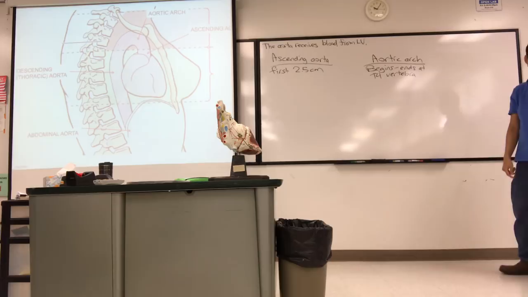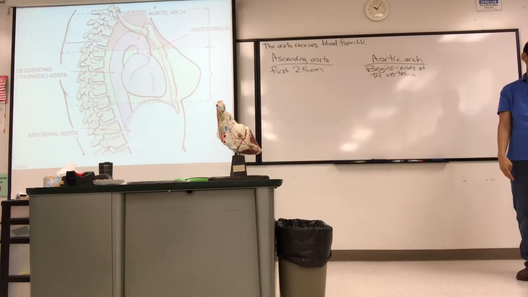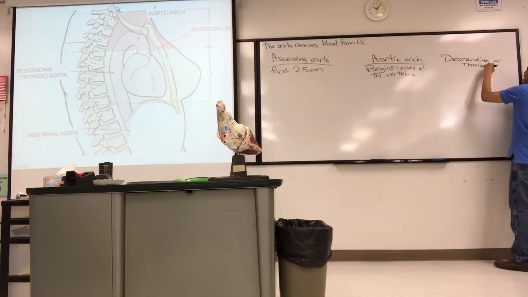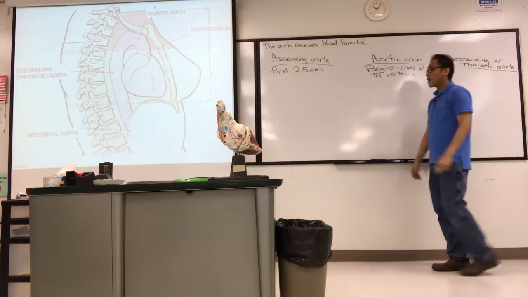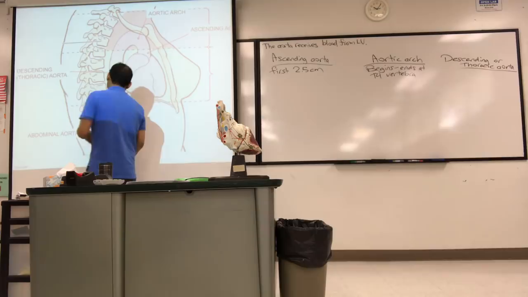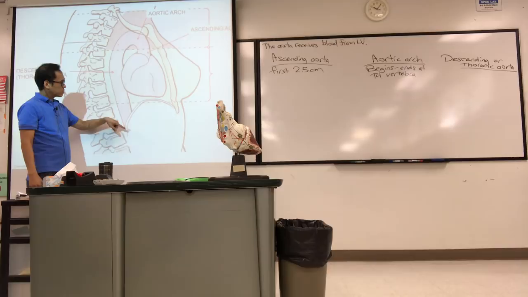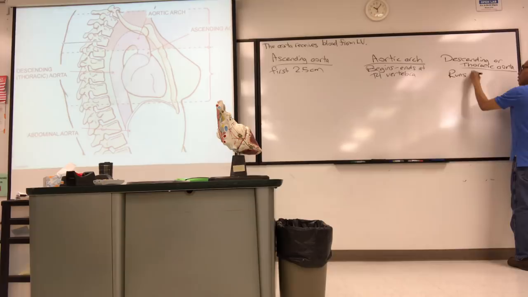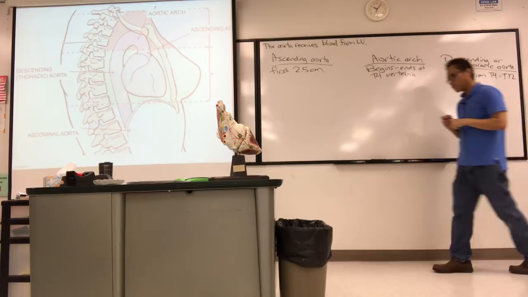Then the name changes again as it descends. It's called the descending aorta or thoracic aorta because it's in the thoracic cavity. That basically picks it up at the level of T4. It's going to go all the way down through the diaphragm and become the abdominal aorta, but I'll teach that later. Just basically from T4 to T12, that is the length of the descending or thoracic aorta. So it's a long vessel.